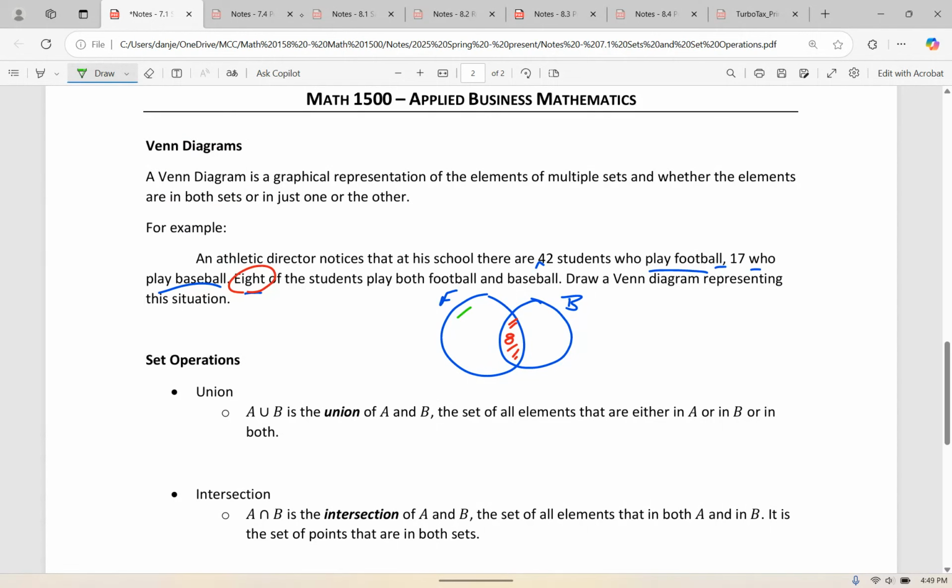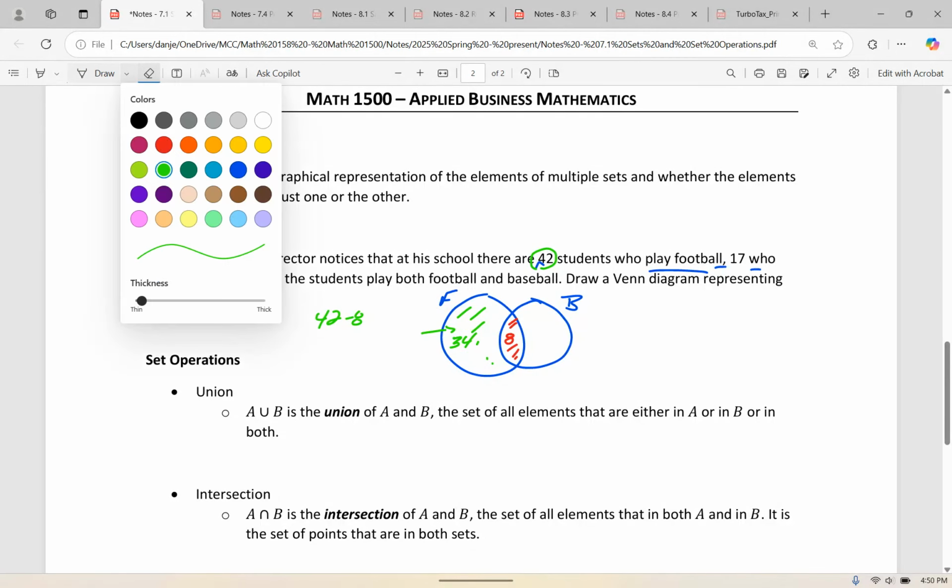In this section of the circle, that does not include the baseball. These are students that would play football only, not baseball. Notice that there are 42 students who play football, but 8 of them play baseball. So here is going to be 34 students, because that's 42 minus 8. The 42 people who play football minus the 8 who also play baseball. So there's 34 students in that circle.